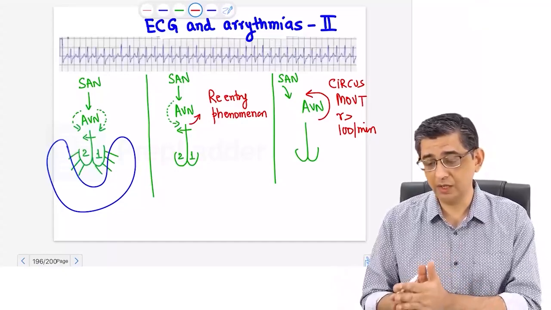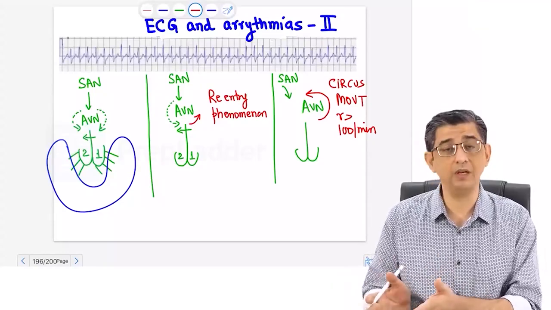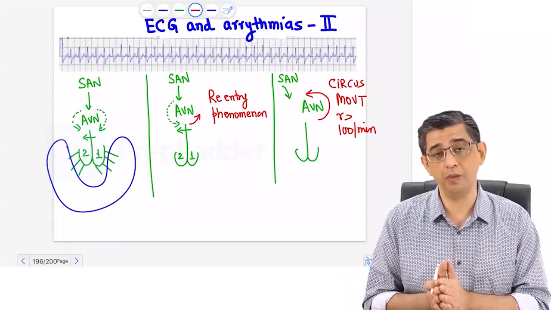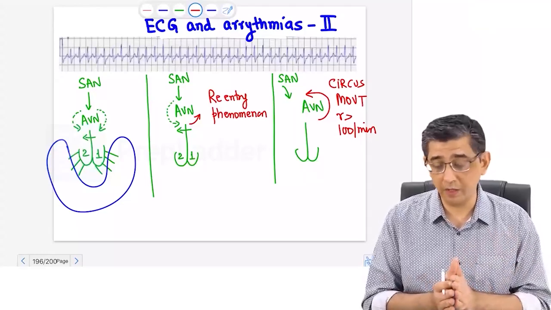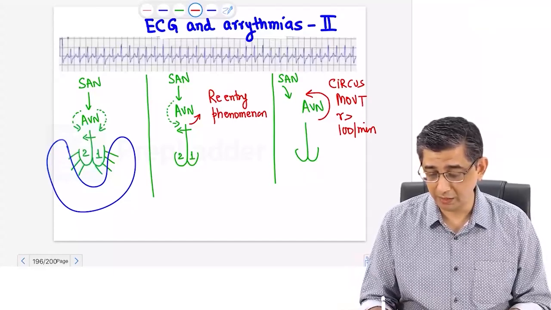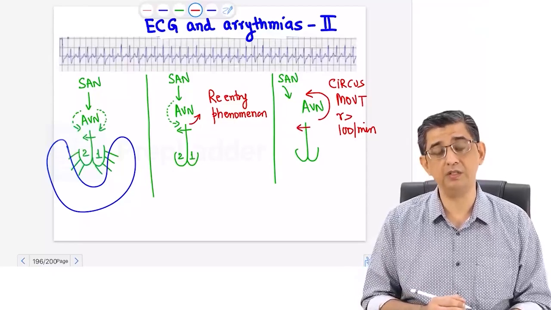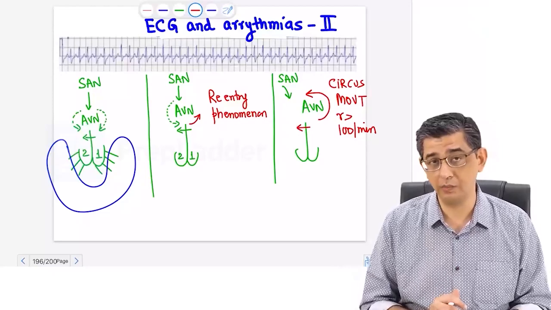So what I'm generating here is a circus movement, an abnormal current in the heart of this person that was actually created after maybe taking a strong coffee or maybe, I would say, an energy drink like Red Bull, etc. But this current can now have the capability to activate the ventricles. So there will definitely be a faster activation of ventricles, resulting in a narrow QRS complex tachycardia.